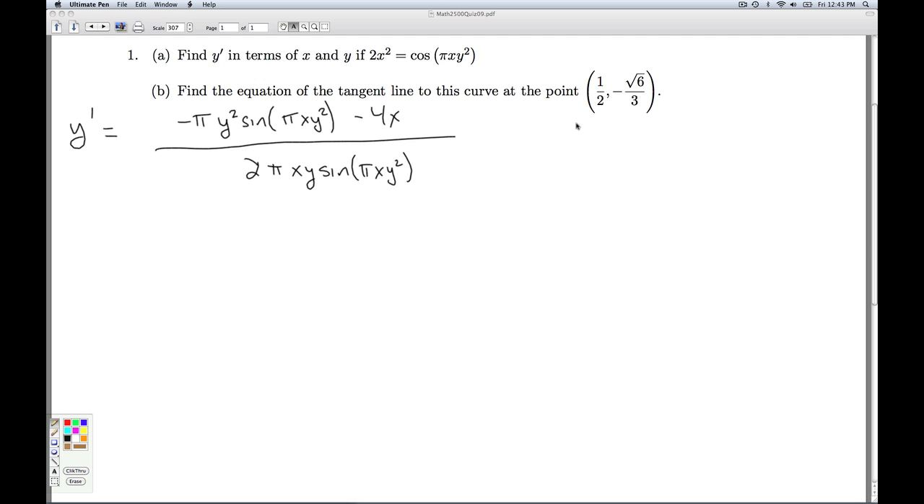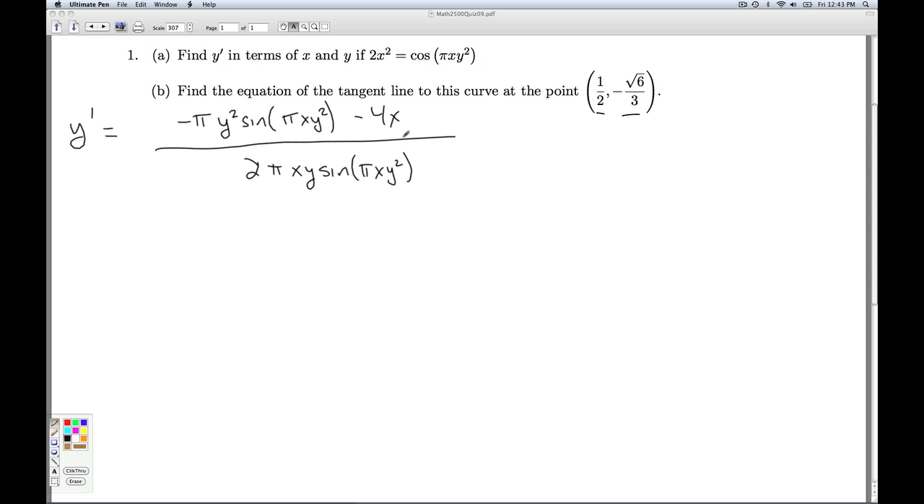Okay, for part B, we want to find the equation of the tangent line. Y prime is going to give us the slope of the tangent line. So I need to plug in x equals a half and y equals negative square root 6 over 3 into this equation and figure out what that slope is going to be.